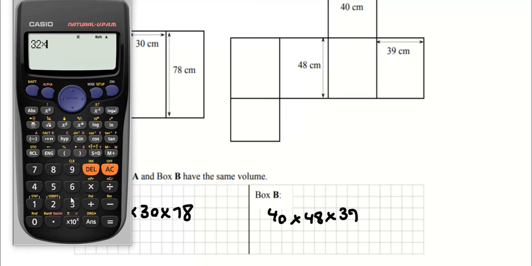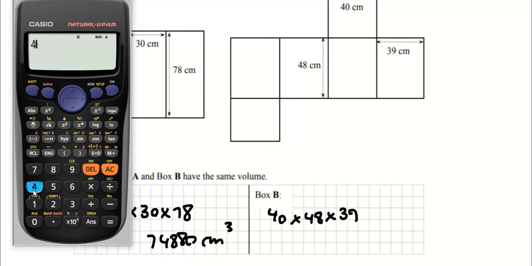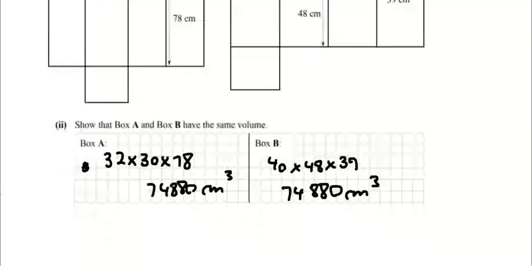It can be in any order you want. I'm trying to prove these are the same. So 30 by 32 by 78 is 74,880 centimeters cubed, and then the other one, 40 by 48 by 39, is also 74,880 centimeters cubed. Okay. Next part of this question.